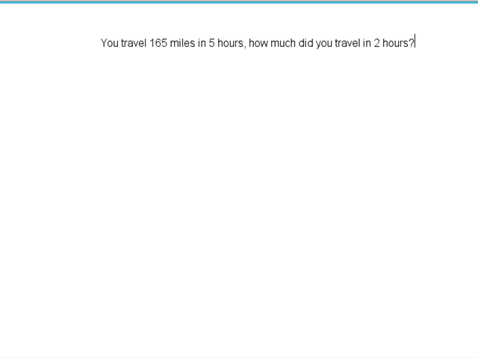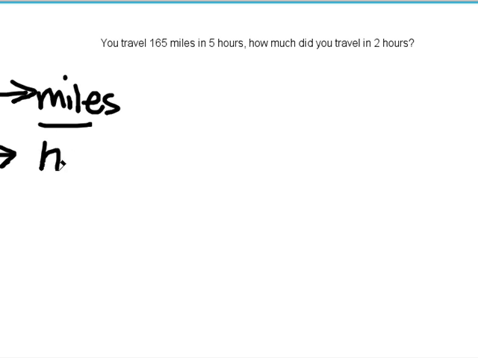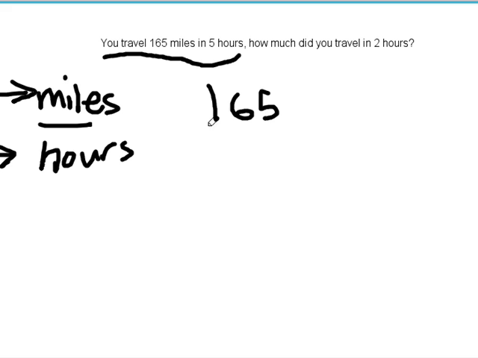Okay, let's set up this proportions equation in something like this. Alright, the top of the fraction will be miles, and the bottom of the fraction will be hours. Now, let's see. The first part says you travel 165 miles in 5 hours. Alright, the miles goes on top and the hours goes on bottom.